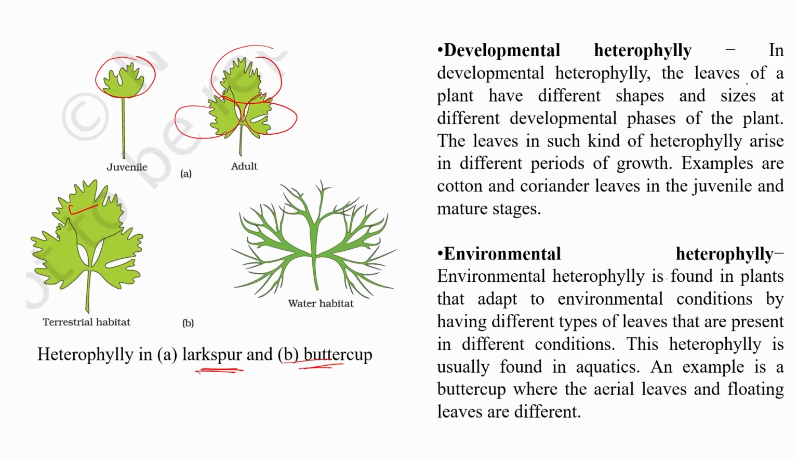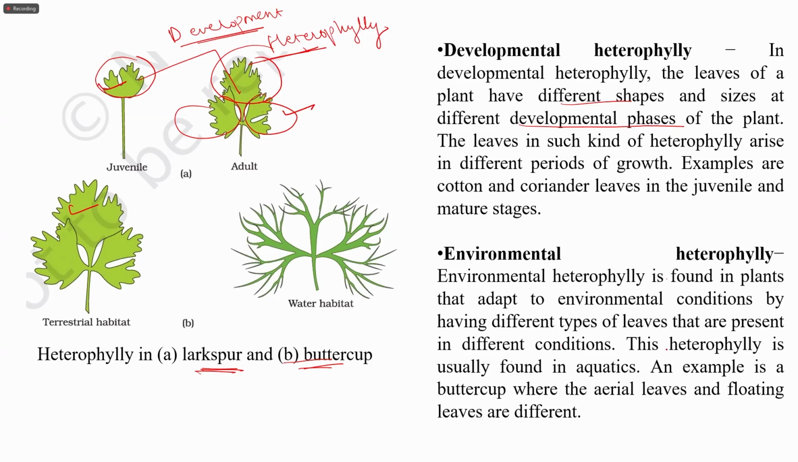In developmental heterophylly, the leaves of a plant have different shapes and sizes at different developmental phases of the plant. So as I mentioned, this is also the internal plasticity. This is also the example of developmental heterophylly, where the shape of the leaf is different during the different phases of development. So when the plant was young, the shape was different. When the plant was adult, the shape was different. So this is known as developmental heterophylly.